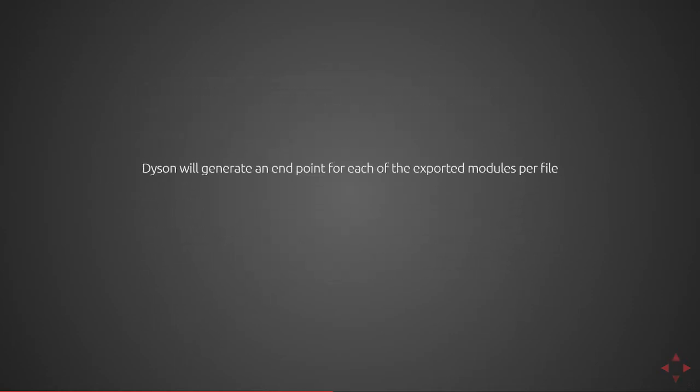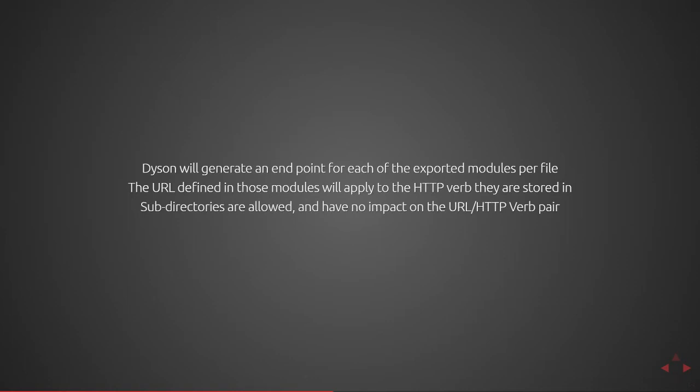Dyson will generate an endpoint for each of the exported modules per file. So you're exporting node modules in this case. The URL defined in each of these modules will apply to the HTTP verb that they're stored in. So you can have two of the same URLs, but have them accessible via different HTTP verbs, such as post and get. Subdirectories are also allowed under each of the verbs. They have no impact on the URL and HTTP verb pair. So if you decide to nest a set of get endpoints in a nested folder in the get verb, it will still be accessible at the URL that you define it in with no further directories added to it.